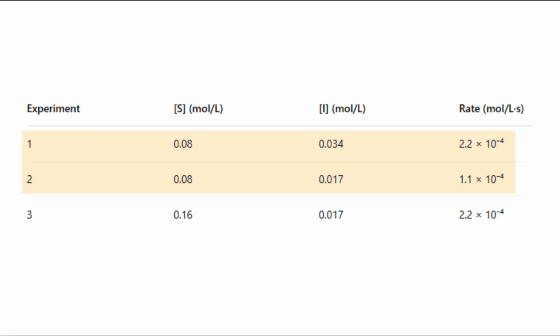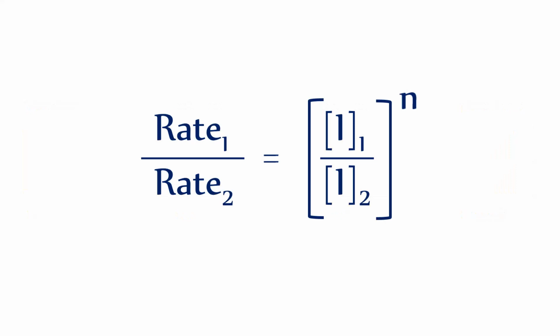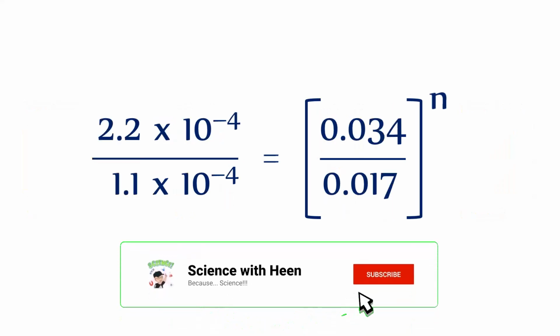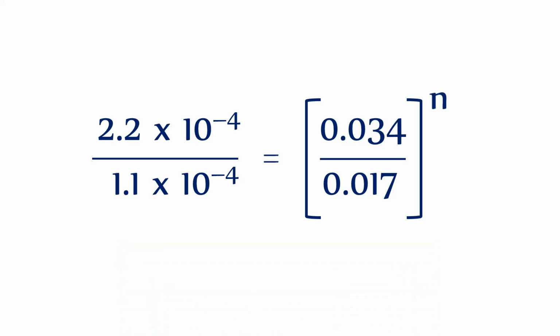Concentration of I halves from 0.034 to 0.017 molar. And we can see the rate also halves. It was 2.2 by 10 to the minus 4, and it goes down to 1.1 by 10 to the minus 4. So let's do our comparisons. Rate 1 over rate 2, concentration 1 over concentration 2 raised to the power of N. Put in the numbers, 2.2 by 10 to the minus 4 divided by 1.1 by 10 to the minus 4 is equal to 0.034 divided by 0.017, and that's all raised to the power of N.